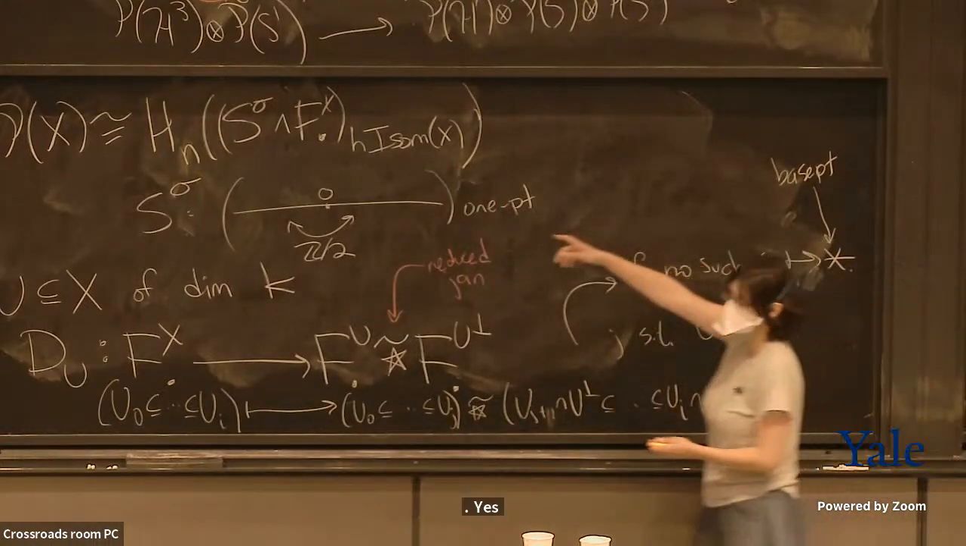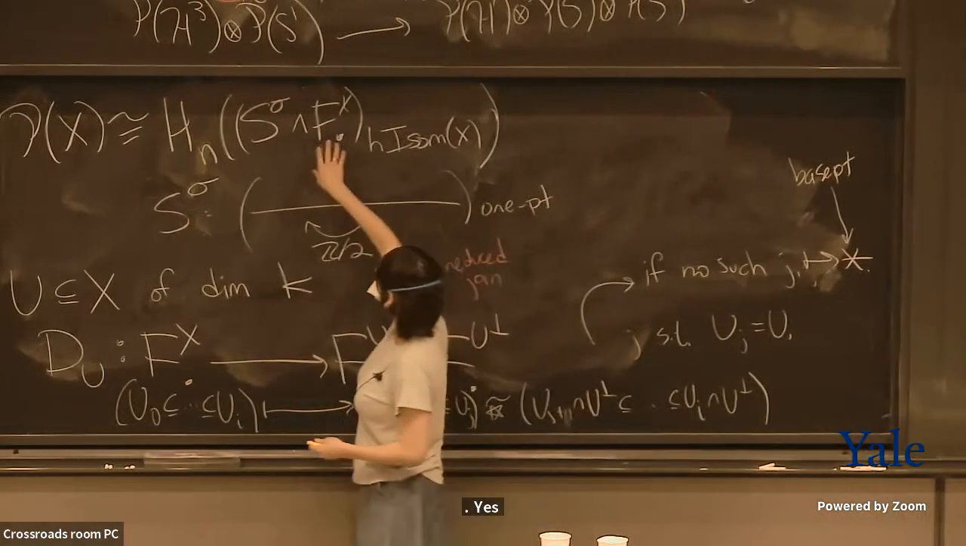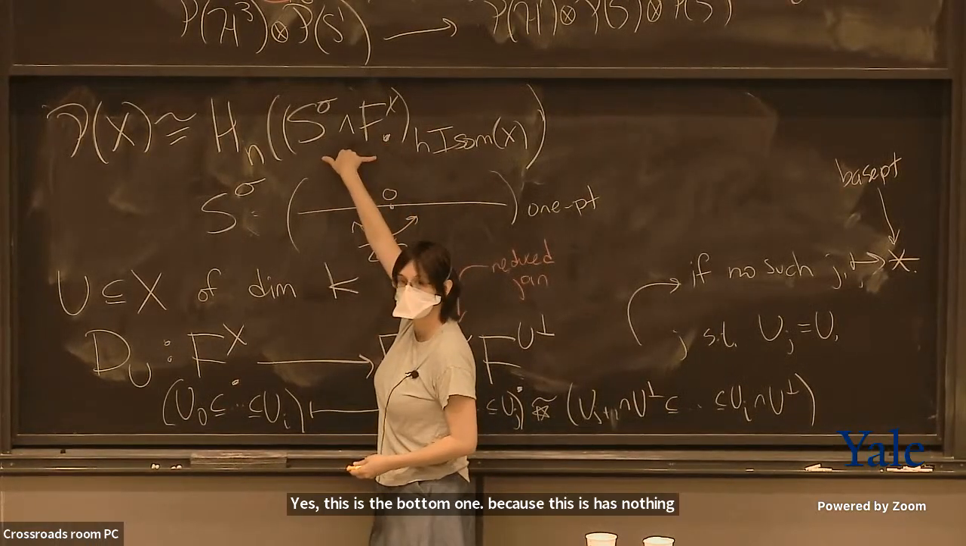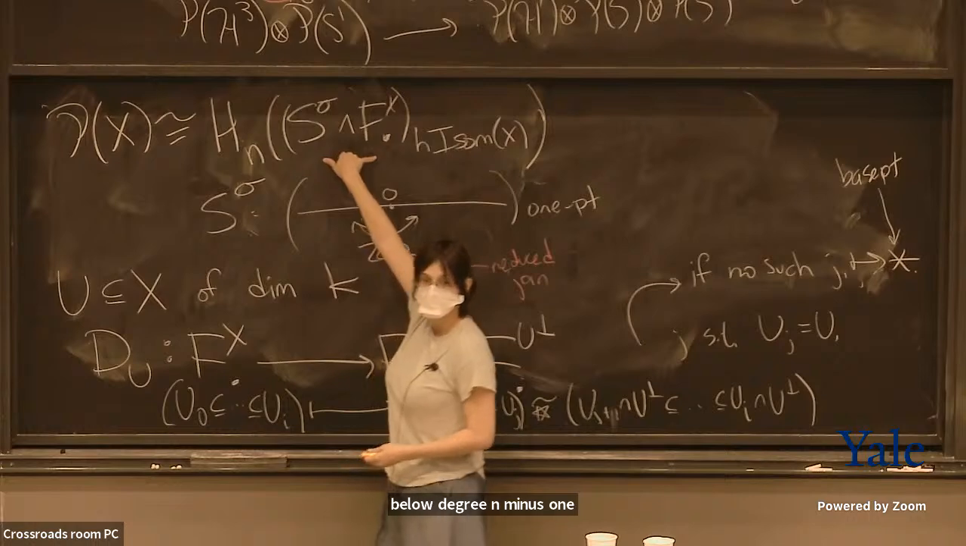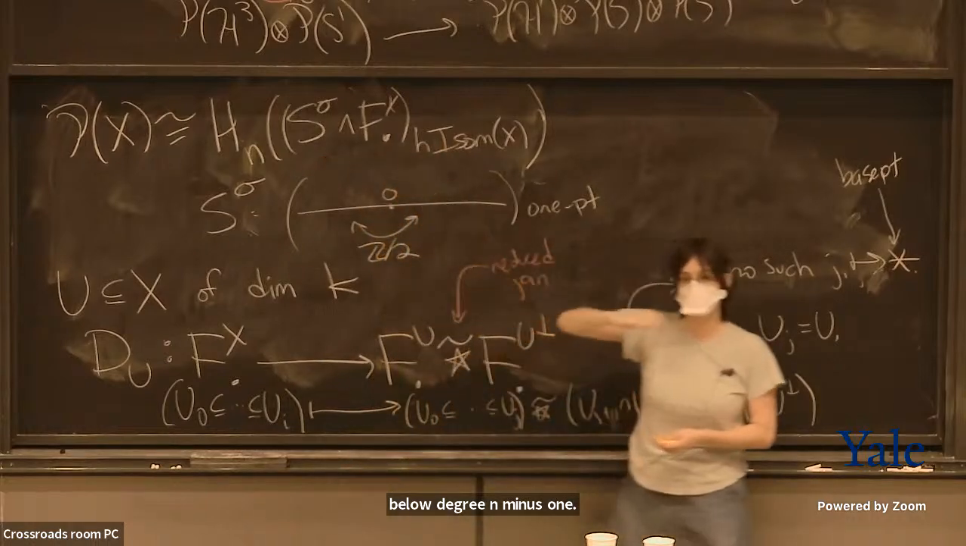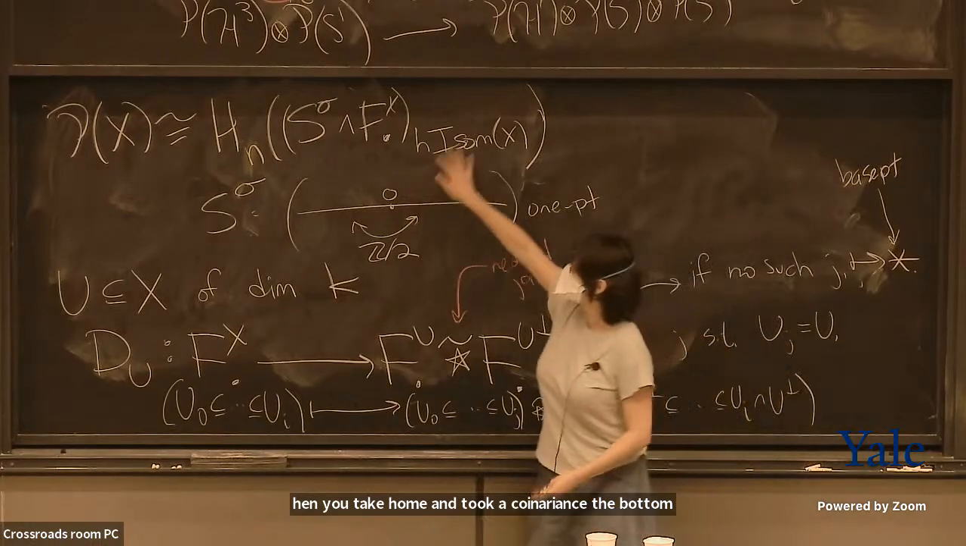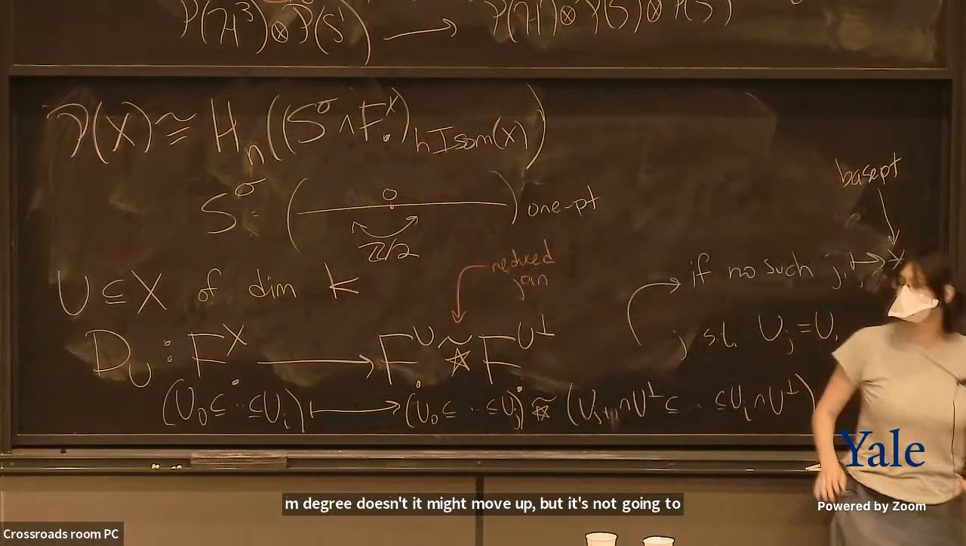Yes, this is the bottom one. Because this has nothing below degree n minus one, this is going to have nothing below degree n. And when you take homotopy co-invariance, the bottom degree might move up, but it's not going to move down. So this is going to be non-zero.